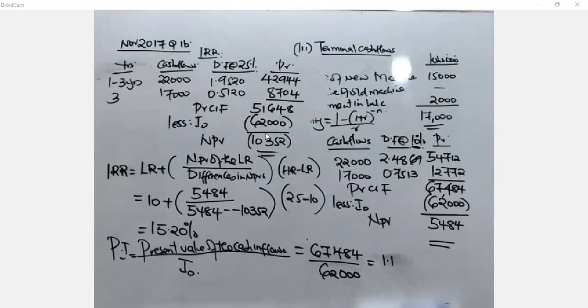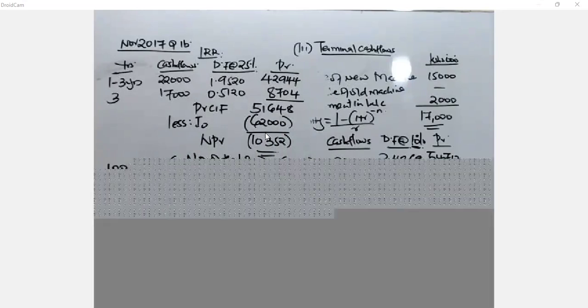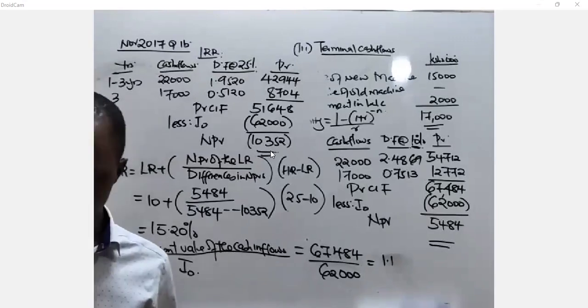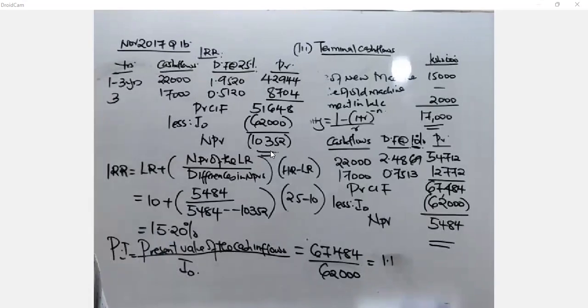And we are saying if the PI is greater than 1, the project is good, and vice versa. If you accept a project under the NPV, you also accept it under the IRR and PI, and vice versa.